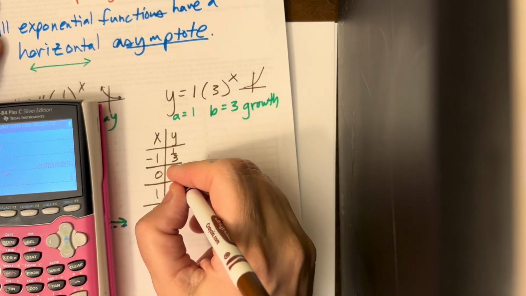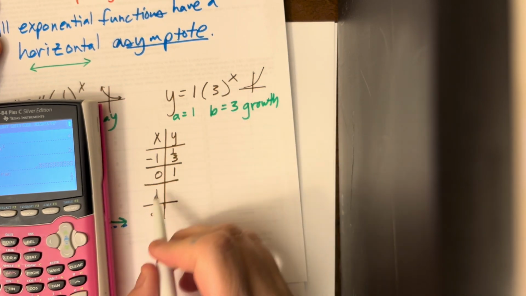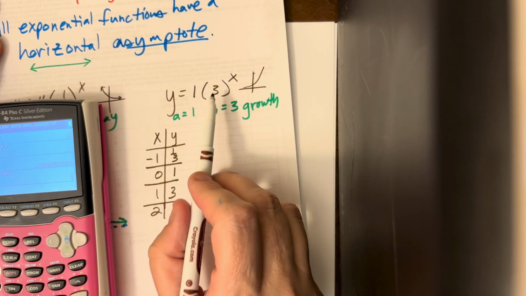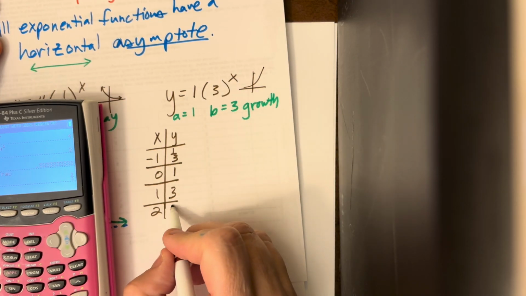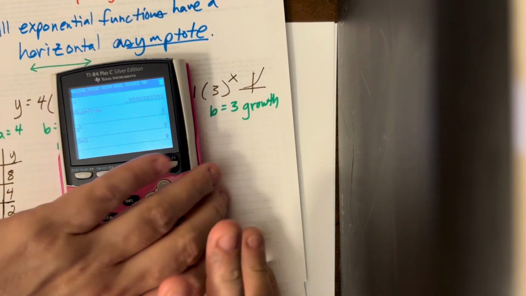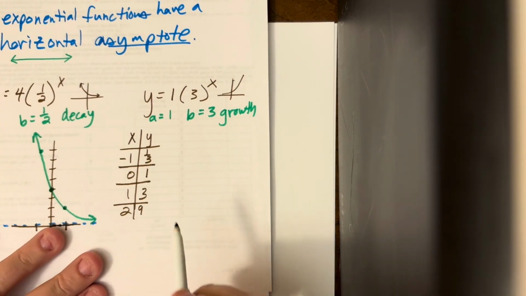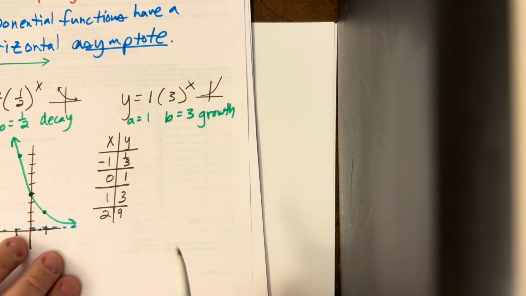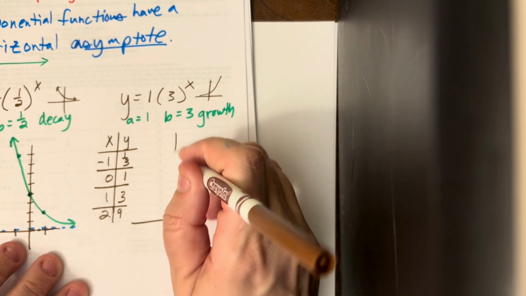3 to the 0 is 1. 3 to the first is 3. And then 3 to the second is 9. Remember, 3 to the second means 3 times 3, not 3 plus 3. All right, so now I've got some points. Let's get ready to graph this thing.